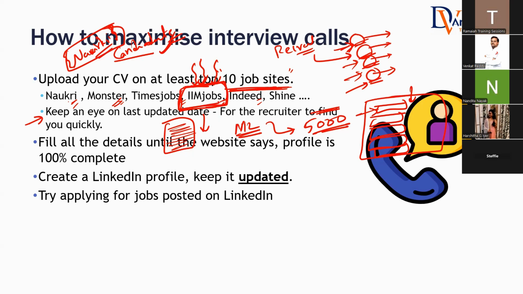So, if you're really actively looking for a job, make 1 or 2 changes daily, or maybe every 2 or 3 days, a small change, so that the recruiter will get to know that the last update date is this week only. They may call you.